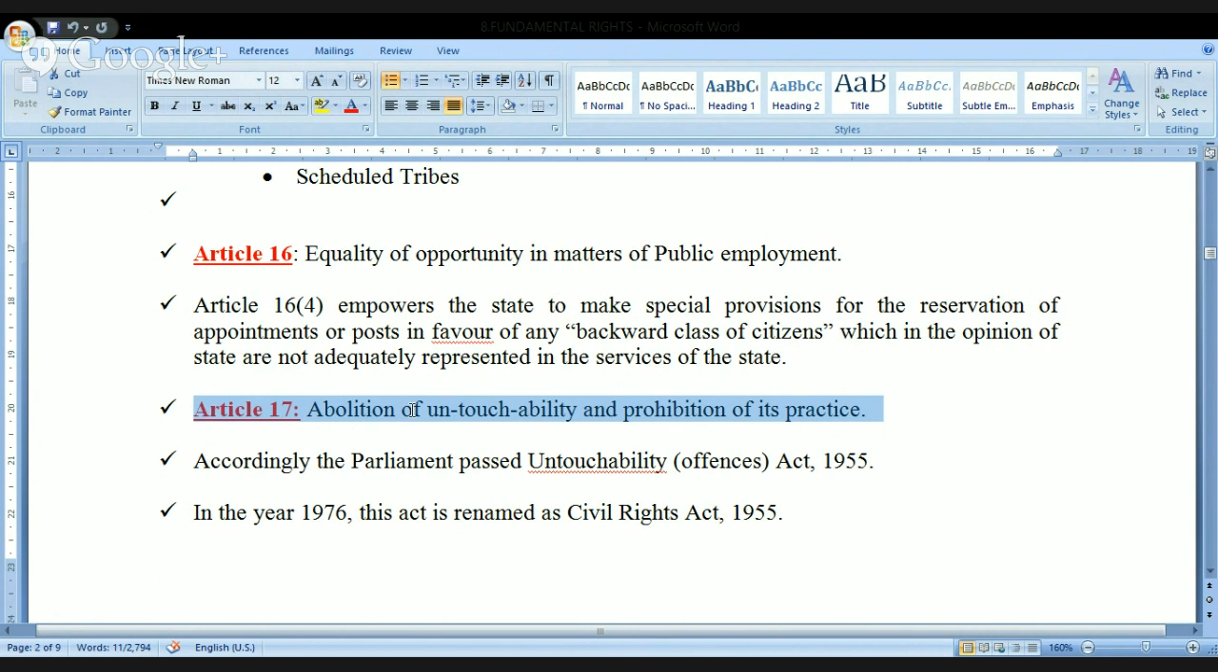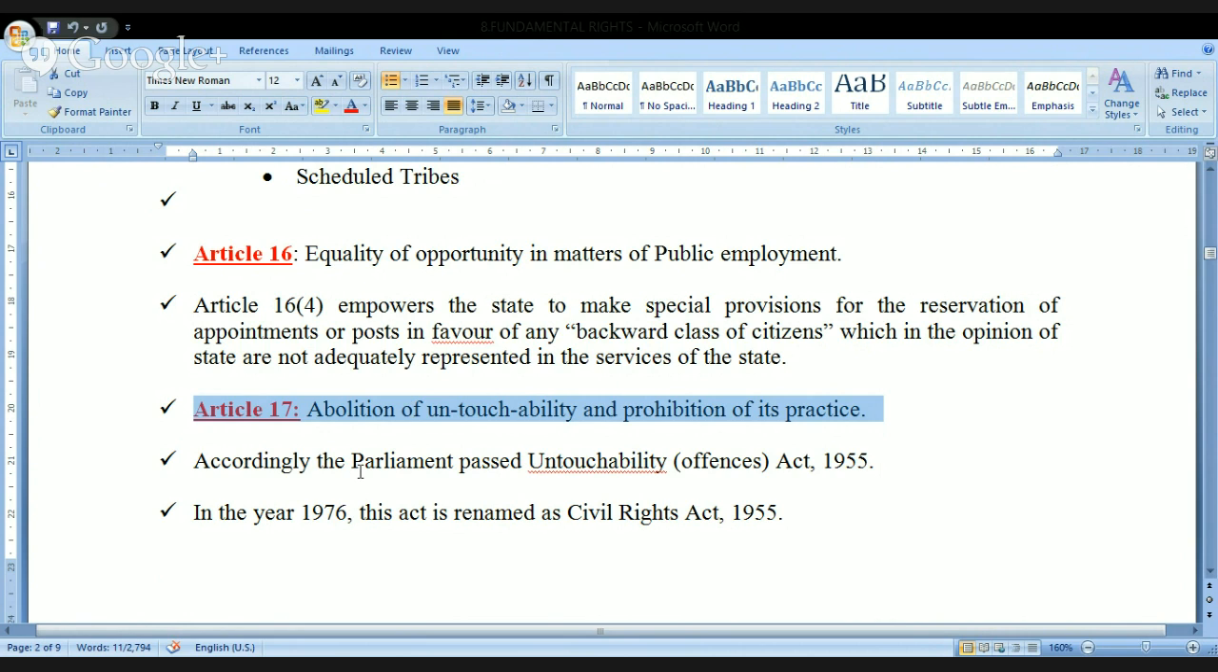And the Constitution, under Article 17, has abolished the practice of this. If the practice of untouchability is existing in the country, then how can you ensure the concept of equality? In order to ensure the right to equality, untouchability has been abolished and its practice in any form has been completely prohibited.